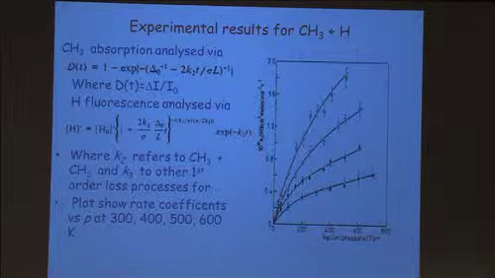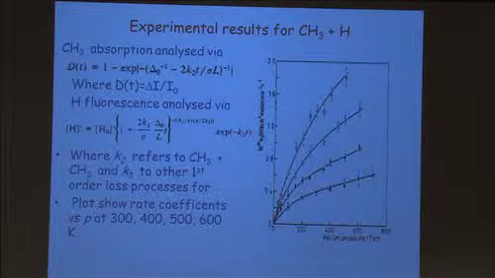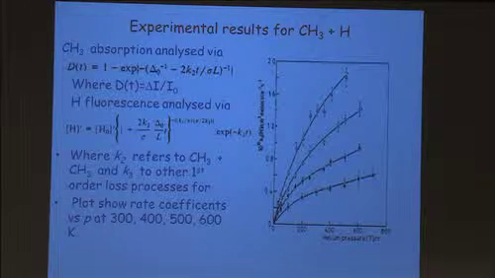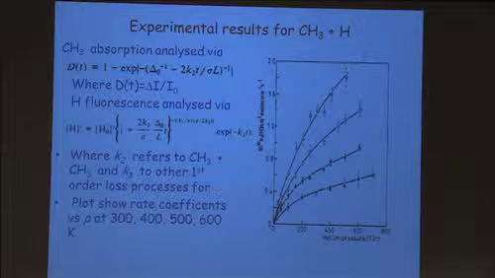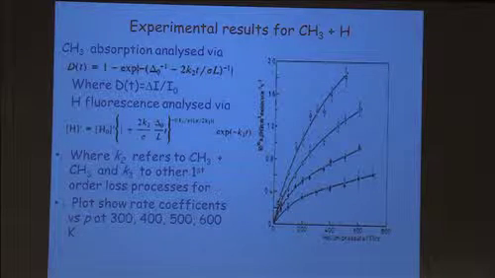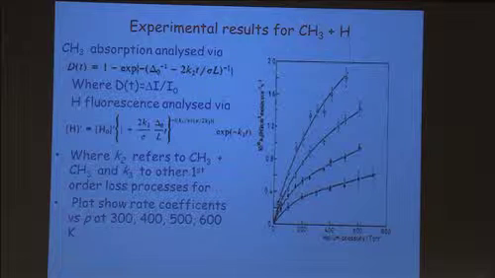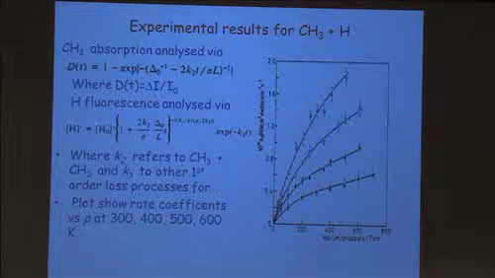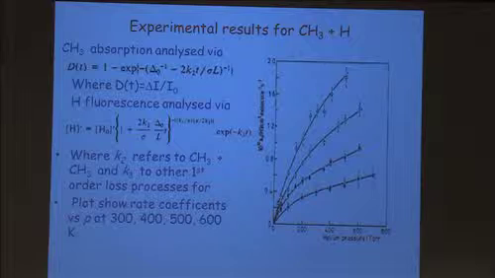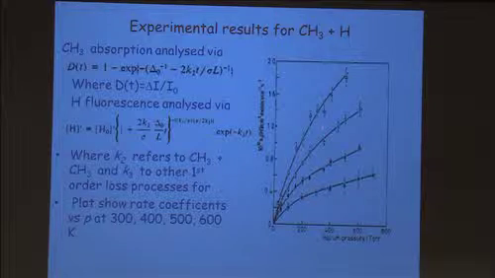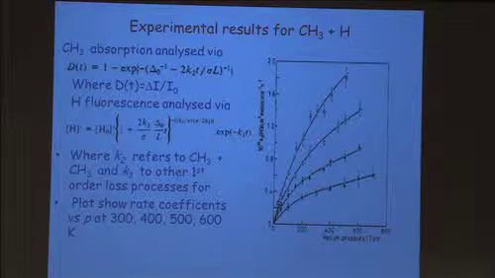And this was the analysis method he used. I won't go into it in any detail, but basically he analyzed the CH3 absorption and got the rate coefficient for CH3 plus CH3. And then he analyzed the hydrogen atom profile, which is somewhat more complicated. And from that, he was able to determine rate coefficients. And so here are the rate coefficients as a function of temperature and pressure.